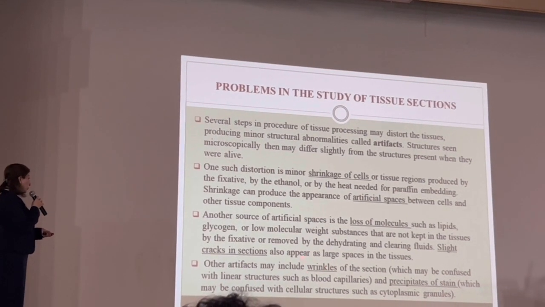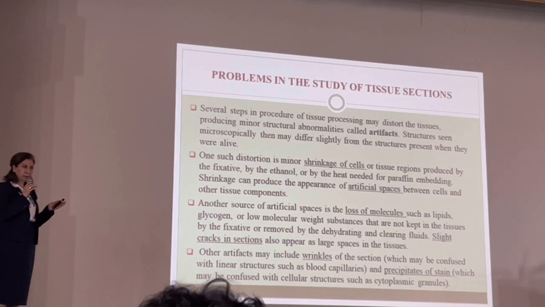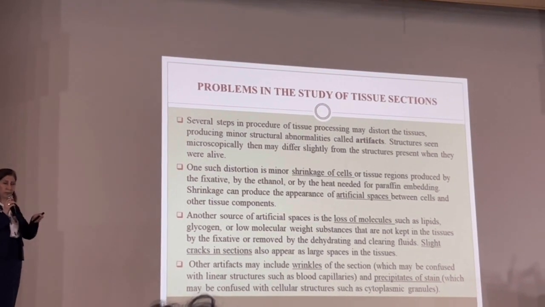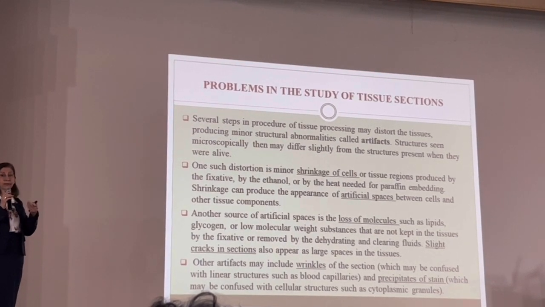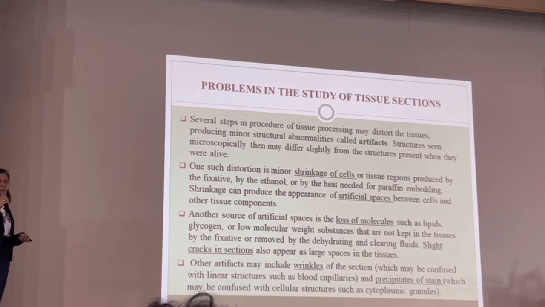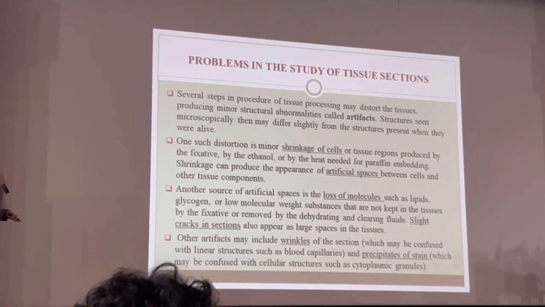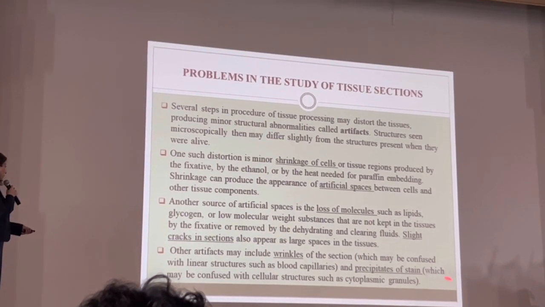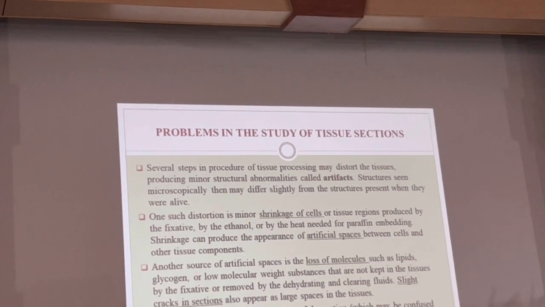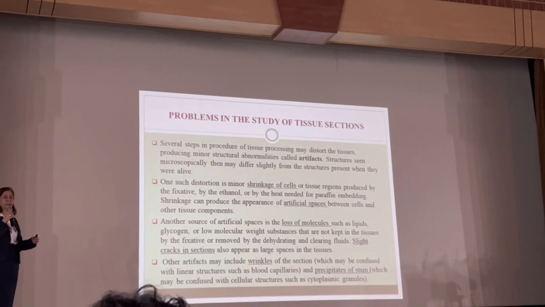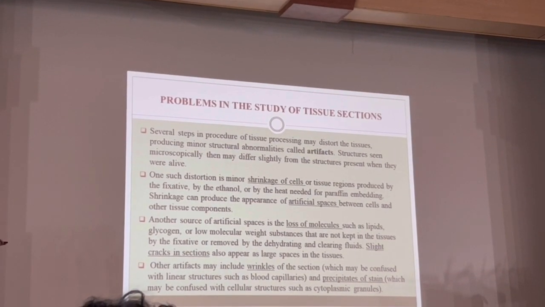Other artifacts include wrinkles. When the thin section folds on itself in different parts, it will be wrinkle-like. So it gives a negative impression or gives false reading during the examination. Sometimes there are precipitates of stain, if the stain is not ideal, not favorable. So this is another artifact.